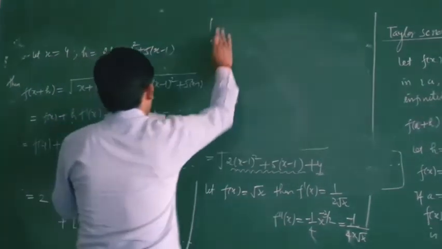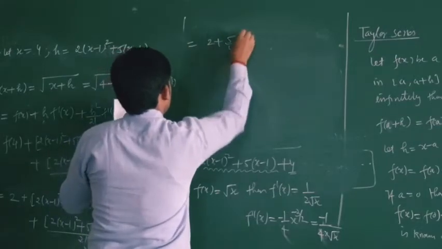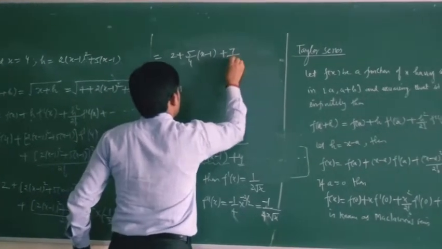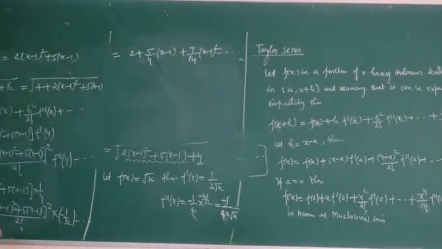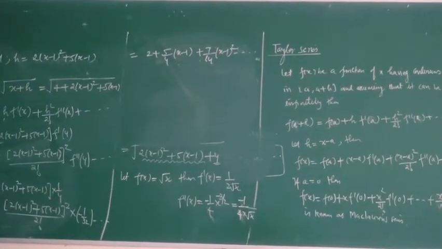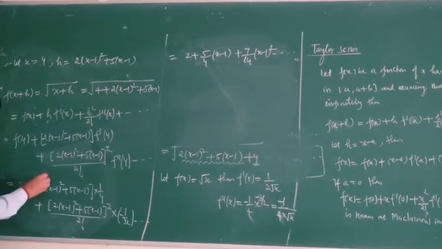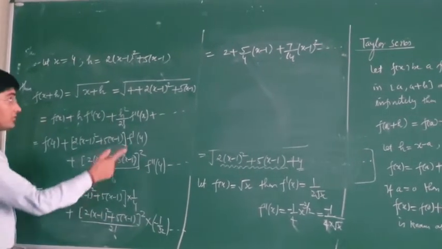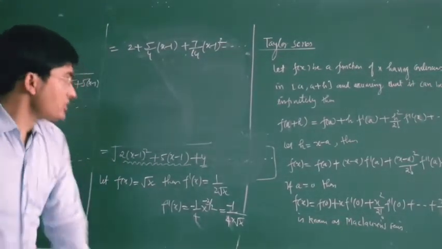So this series is equal to 2 plus 5 by 4 x minus 1, then we will have 7 by 64 x minus 1 whole square and then so on. You can see that here we have 2 plus 5 by 4 x minus 1. Now if you merge these two terms, this one and this one, then we will get this coefficient and so on.